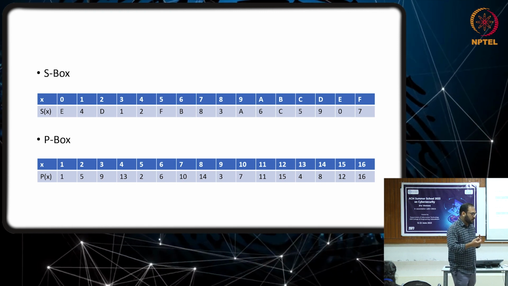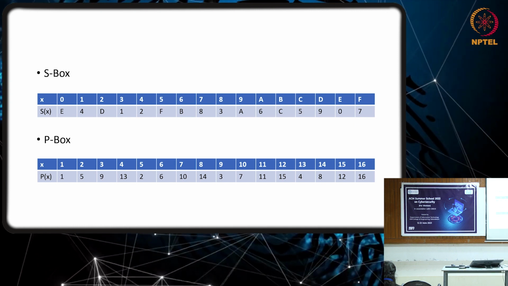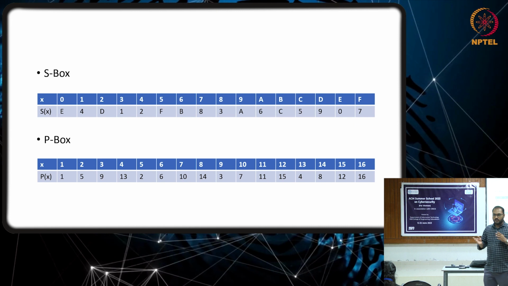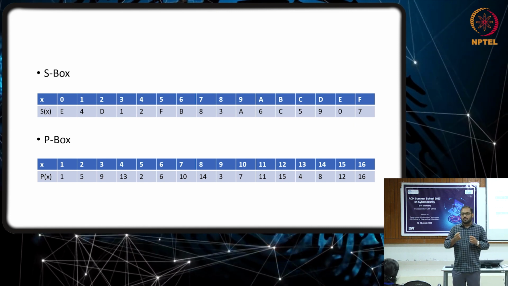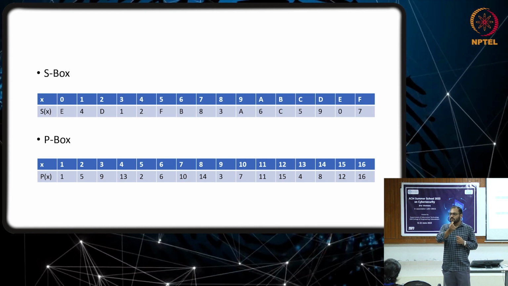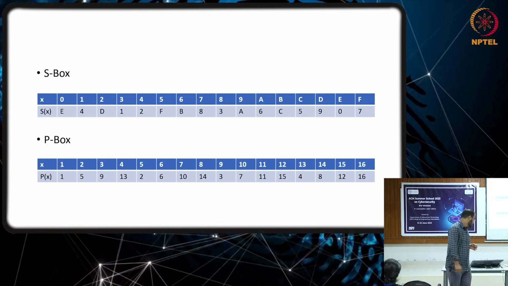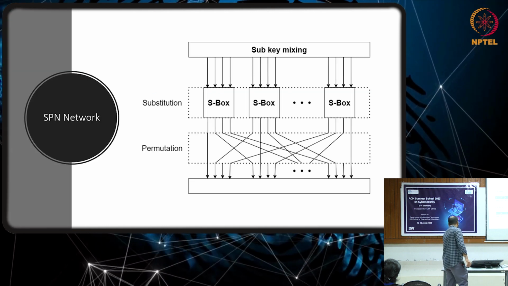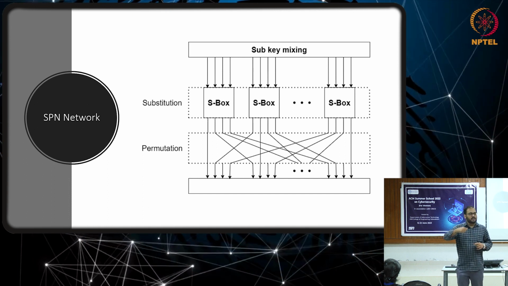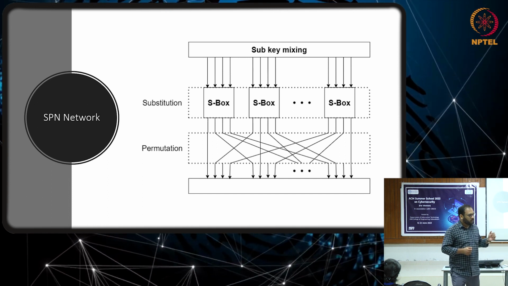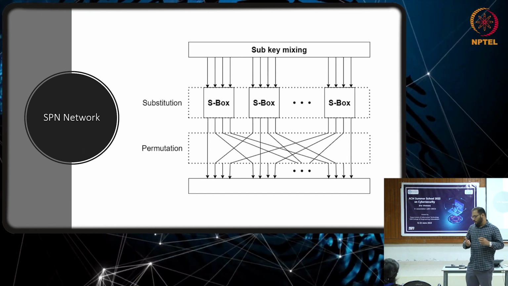Then the third part is permutation. In permutation, it's just cross wiring. It's not that a value will be substituted; the location or position of the bit will be changed. Just cross wiring. So here you can see the cross wiring part is permutation. Can you tell me any difference between substitution and permutation?